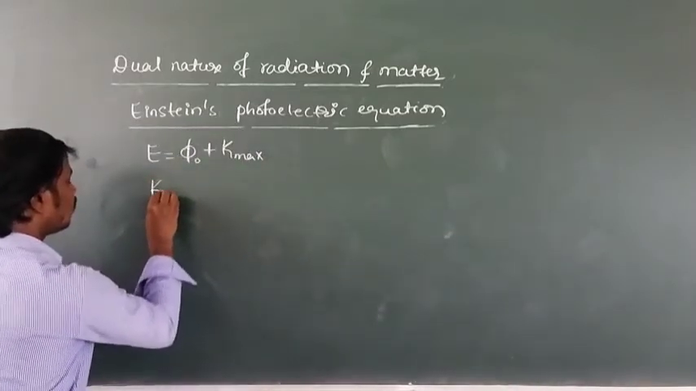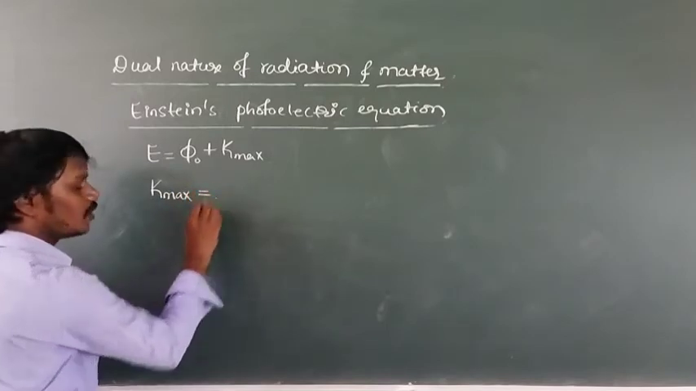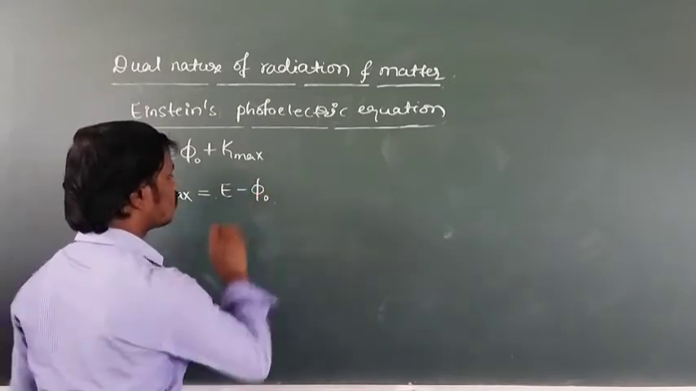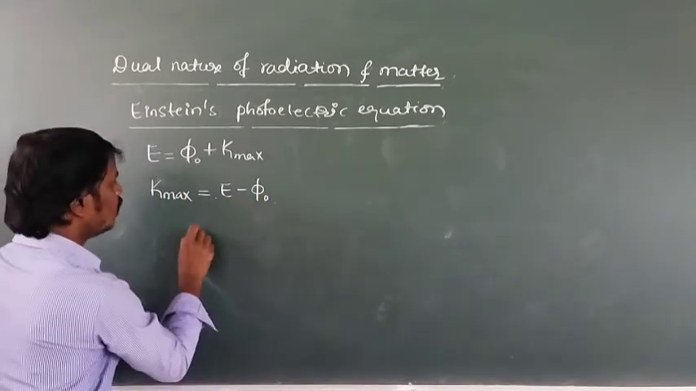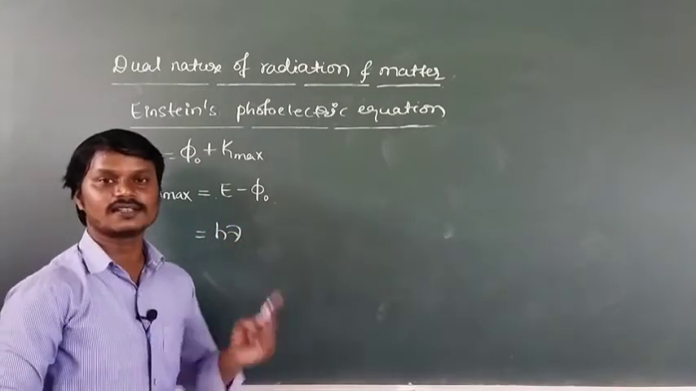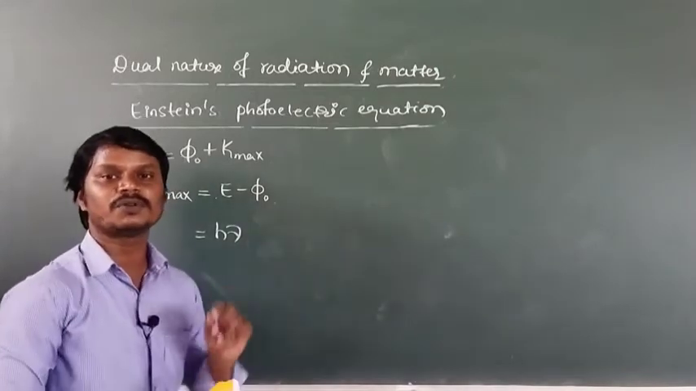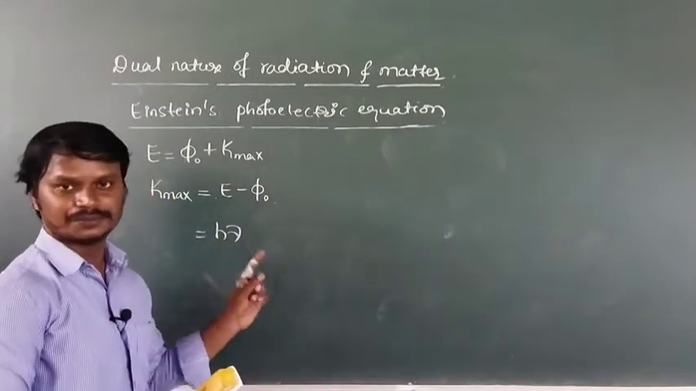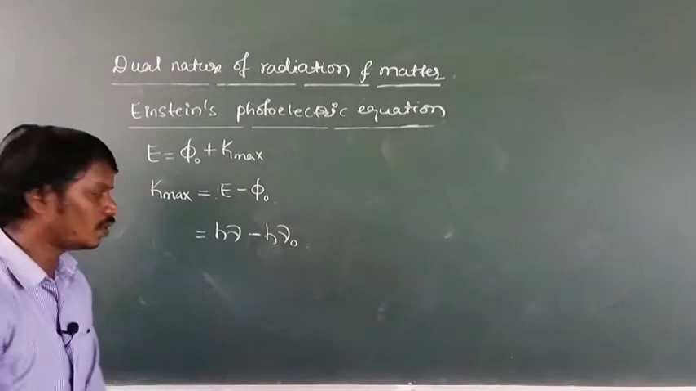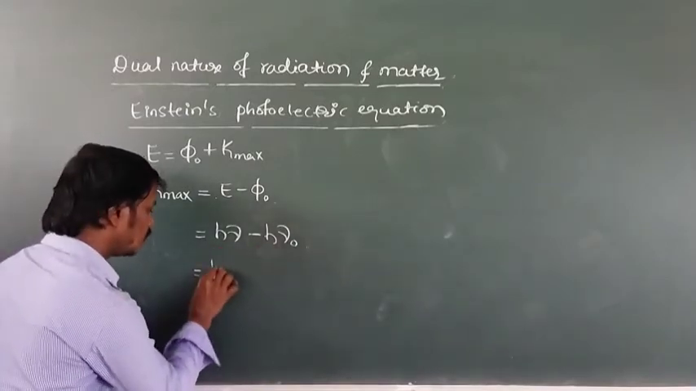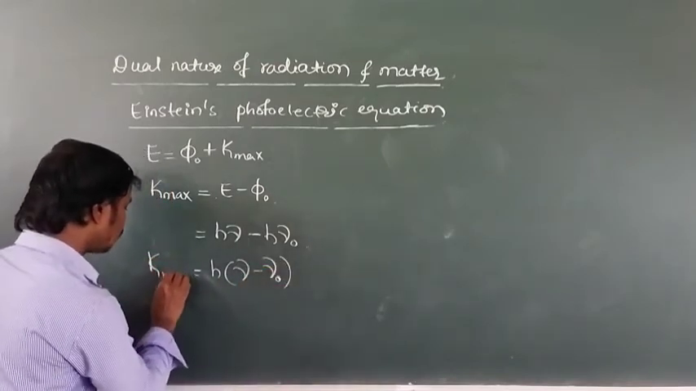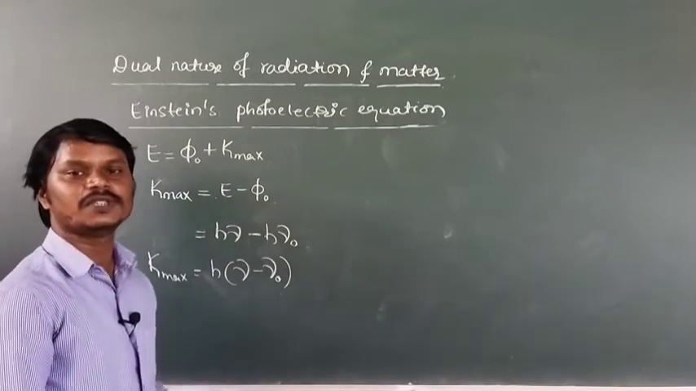In order to find the kinetic energy of the ejected electron or the kinetic energy of the photoelectron, K maximum is equal to E minus phi naught. Now, E can be written as h into nu. This is energy of incident radiation, and this is energy of one photon. If n number of photons are there, we can write n into h nu, minus work function of the metal, that is h nu naught. What is common in these two? H is common, hence h into nu minus nu naught. This is the formula used to find the maximum kinetic energy of the photoelectron.